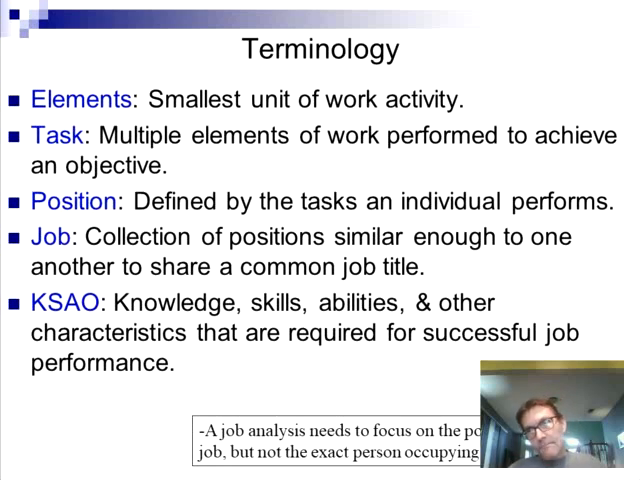A job is a collection of positions that are similar enough. So you could have 10 people that have the same job of assembly line worker, but their exact position might be slightly different because they do slightly different tasks. And so a very common phrase here is KSAOs. Sometimes you'll hear KSAs, sometimes KSOs. Whatever, it's knowledge, skills, abilities, and other characteristics.